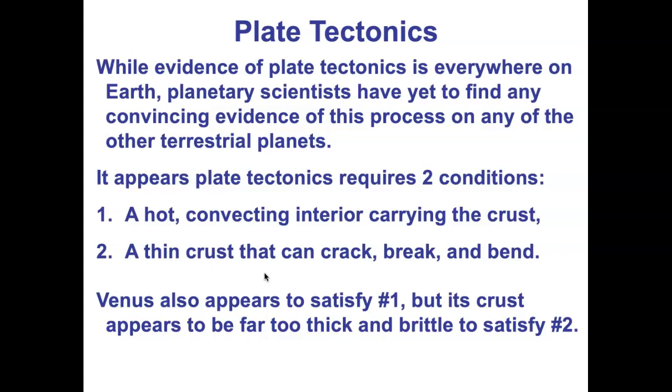But of Venus and Earth, only Earth has a thin, flexible crust. Only Earth meets criterion two. Venus doesn't have a nice, thin, flexible crust. The crust of Venus is thick and hard and brittle, so it isn't nicely broken up into tectonic plates that can slide around. So this is the reason why, of all the terrestrial planets, only Earth has plate tectonics, because only Earth meets both criteria.